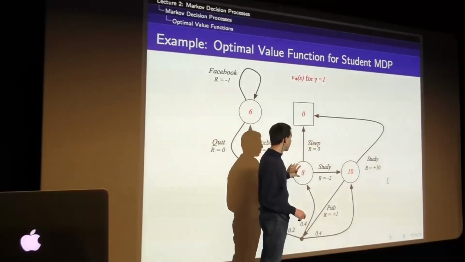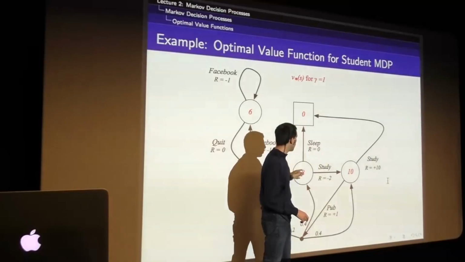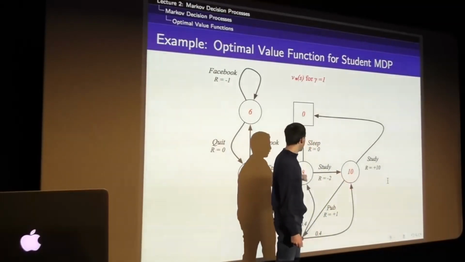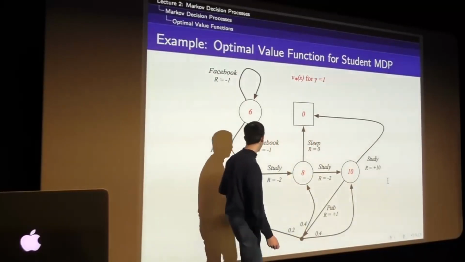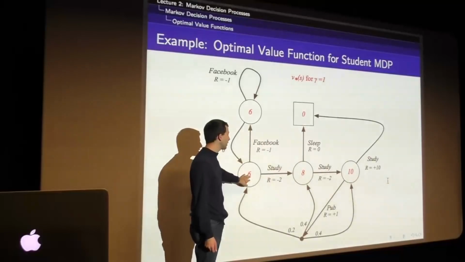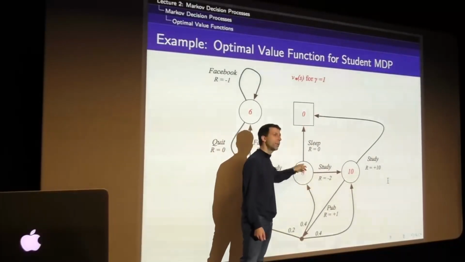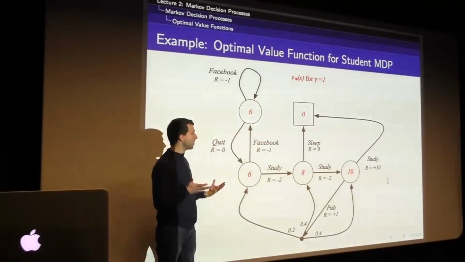If we go back up to one state here, we can either go to sleep and get a reward of 0 along the way, or we can study and end up in this nice juicy state with a value of 10 and get minus 2 along the way. So the value of being here is 8. If we back up one state again, we can see the value of being in this state is 6, because after a reward of minus 2, we'll end up in this state with 8. So that's the optimal value that you can actually get.